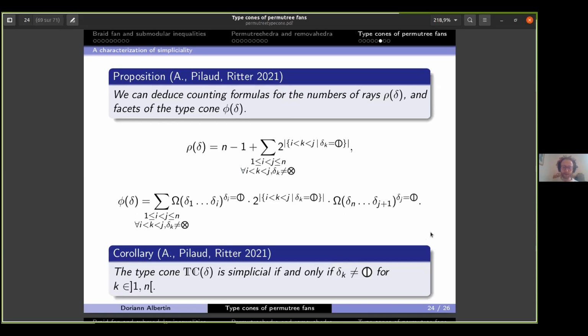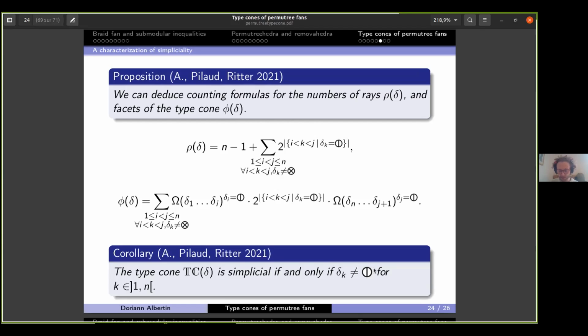And this allows us to know when the type cone is simplicial. So we have an if and only if condition. Let's say that the type cone is simplicial if and only if the permutations are not of this shape. The decoration, sorry.